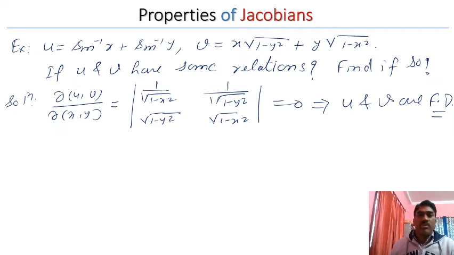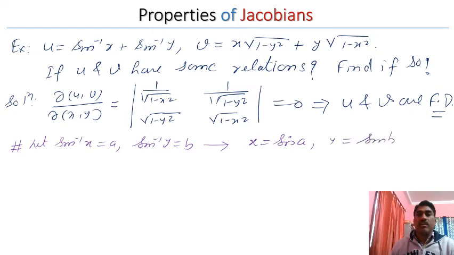So in order to find the relationship, let sine inverse x is equal to a and sine inverse y is equal to b. So this will give x is equal to sine a and y is equal to sine b. Now check what v is. So with this terminology, u is equal to a plus b, and what is v?